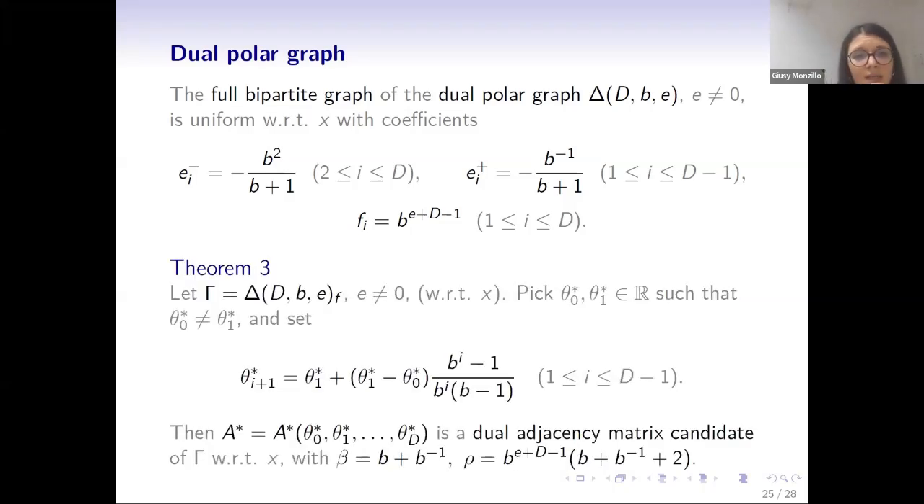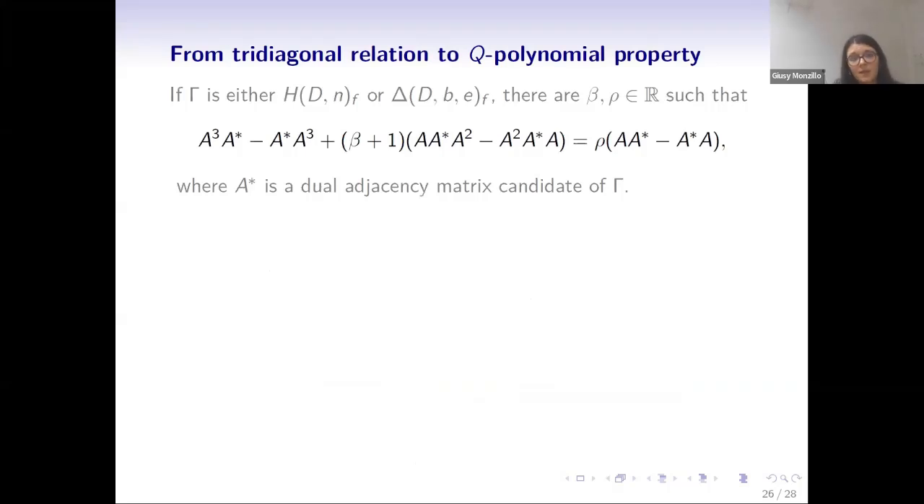So by the way, in this case, we have this theorem. Again here, applying our algorithm for this choice of theta star, we have that A star is a dual adjacency matrix candidate with these two parameters, beta and rho. Okay, and now this is the last step. How do we get from the tridiagonal relation to a Q-polynomial property?